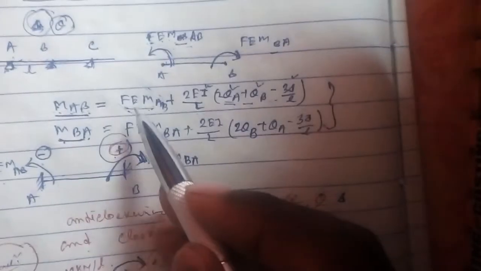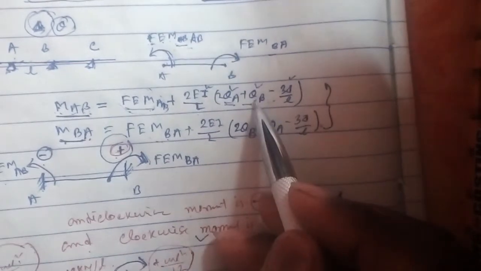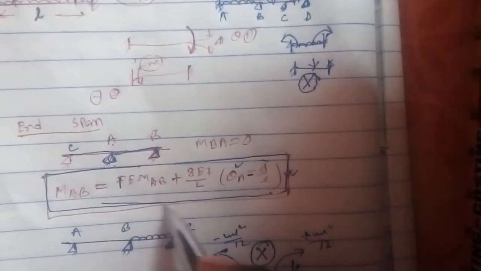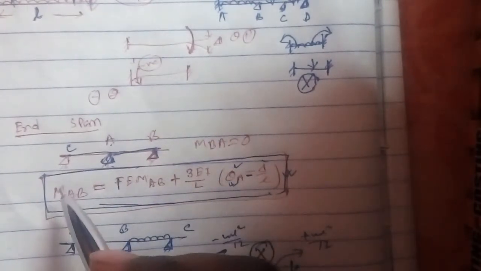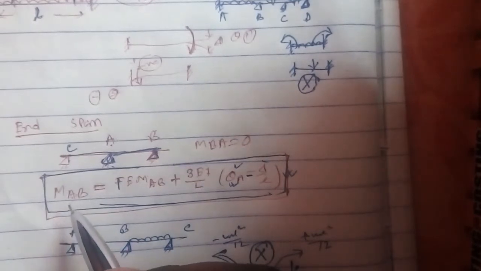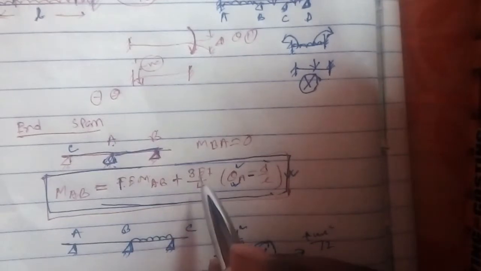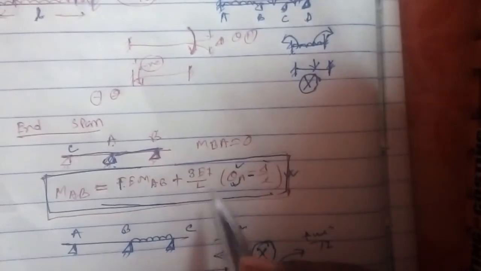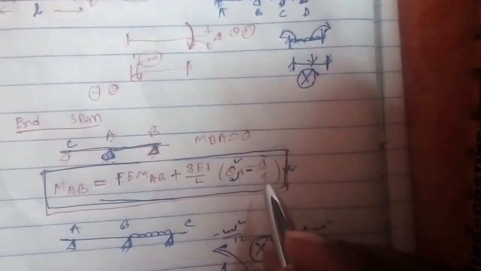But if we use the other equation, there are two unknowns, theta A and theta B. If we use this equation for the end span, there will be only one unknown, theta A. So for the end span we will generally use this equation: MAB equals FEM AB plus 3EI by L into theta A minus delta by L.